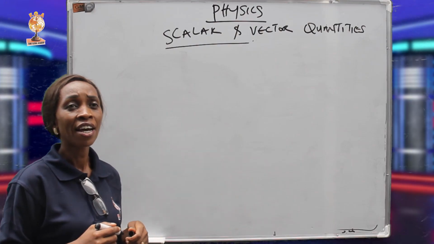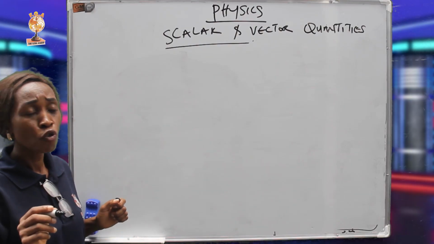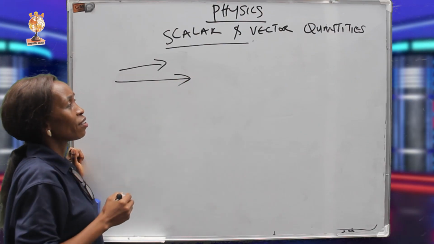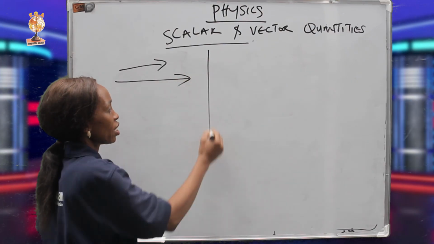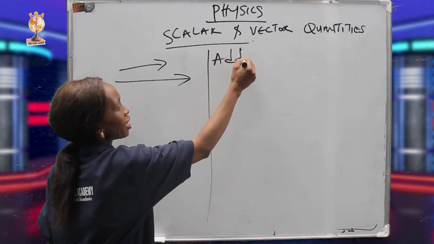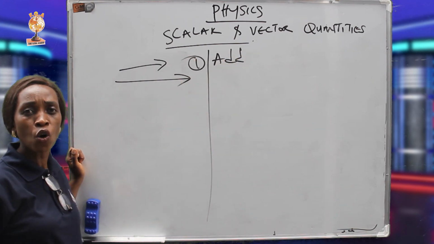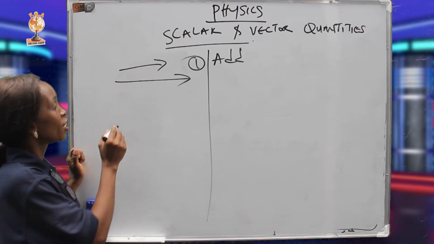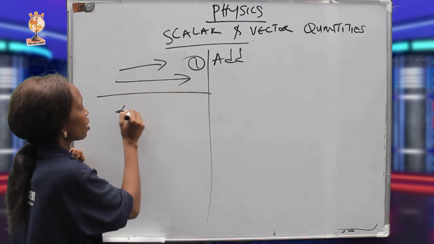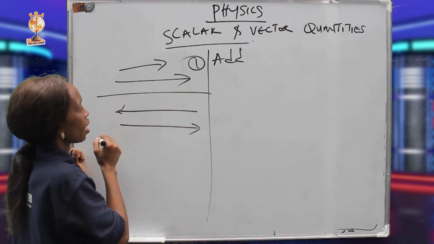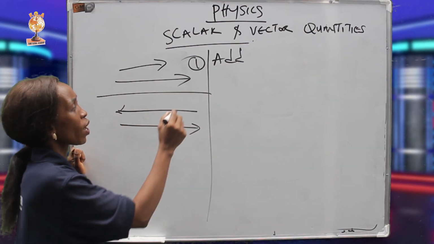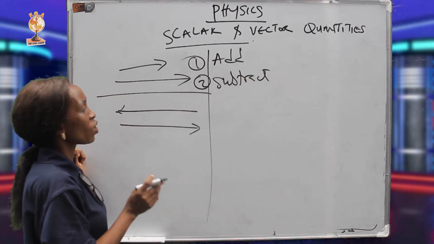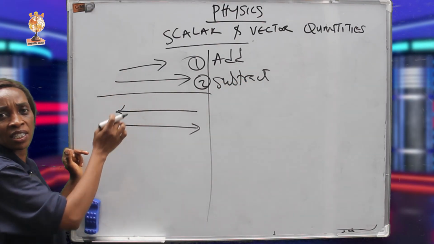Now, if I have two vectors that are moving in the same direction, I have to add their resultant. The first thing I do is add their resultant because they are moving in the same direction. But if they are moving in the opposite direction and I'm asked to find the resultant, what do I do? I subtract their resultant because they are moving in the opposite direction.